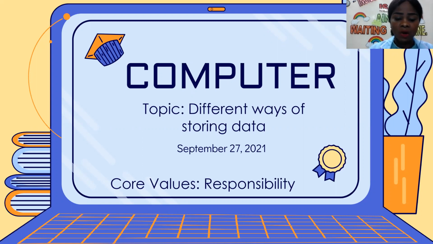And what is our core value? Our core value remains responsibility. Remember to always be responsible wherever you go. Do the right thing at the right time and make sure you're always making good choices.